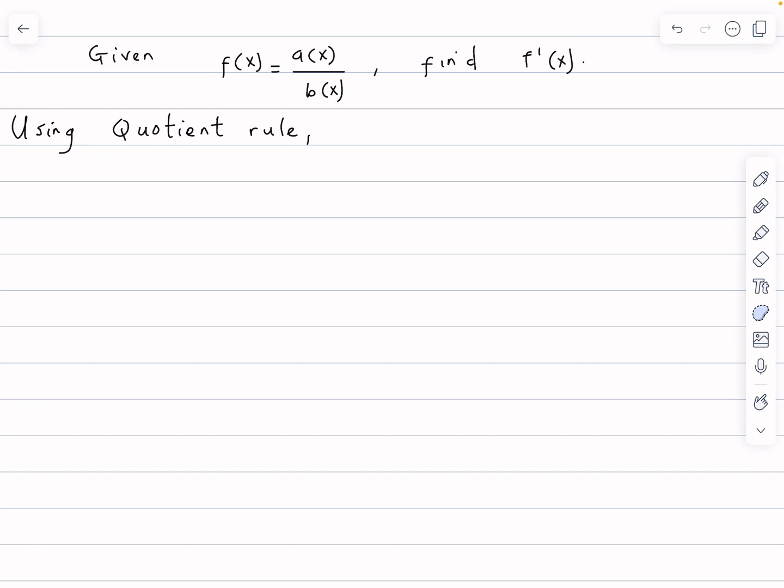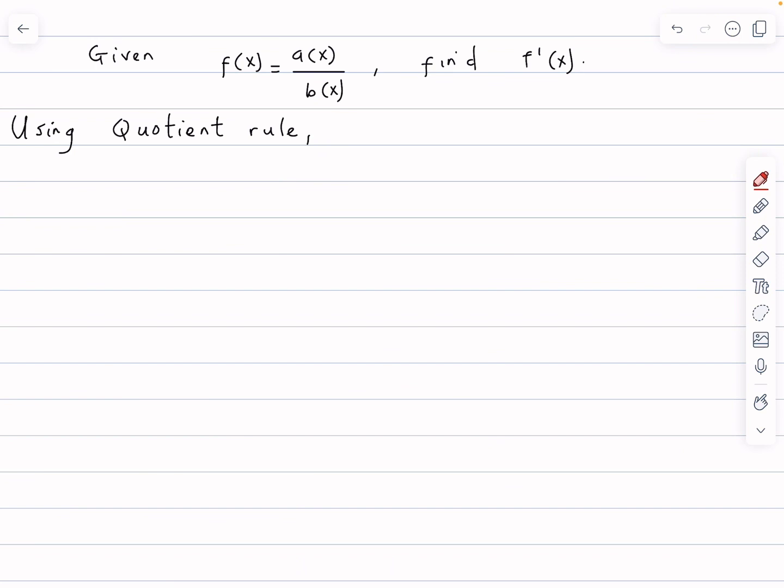If you have a function divided by another function, you might be able to use the quotient rule. And the reason why I said you might is that sometimes, even if you have a ratio of two functions, you don't necessarily need to use the quotient rule. You can just simplify the function and find your derivative. So let's quickly talk about the quotient rule here. So what is the quotient rule?